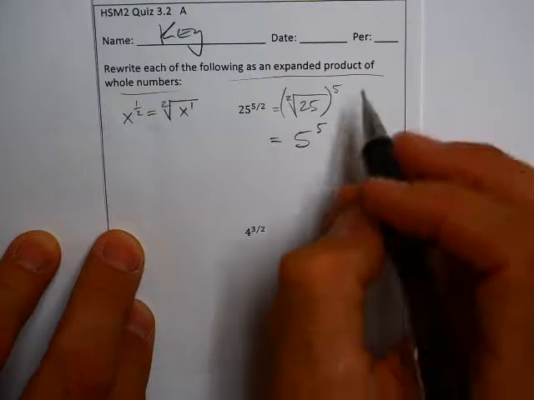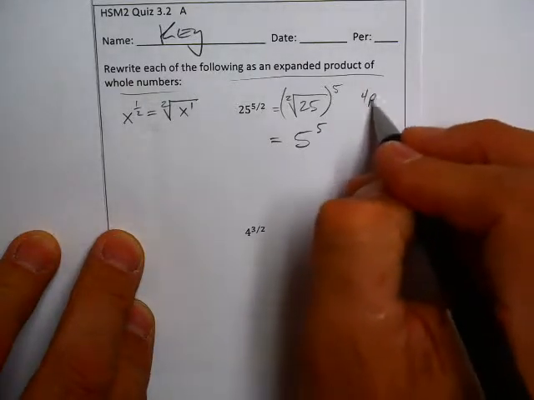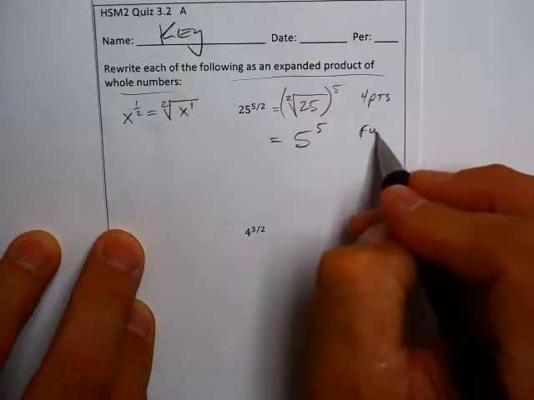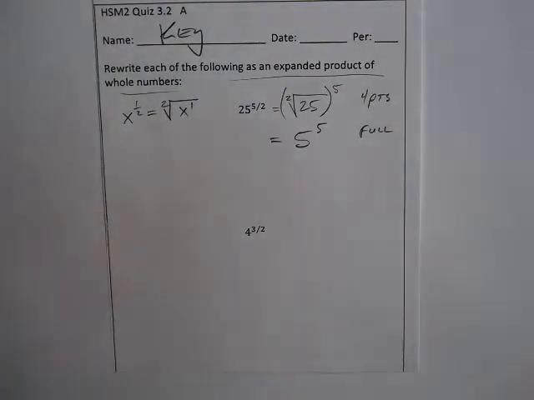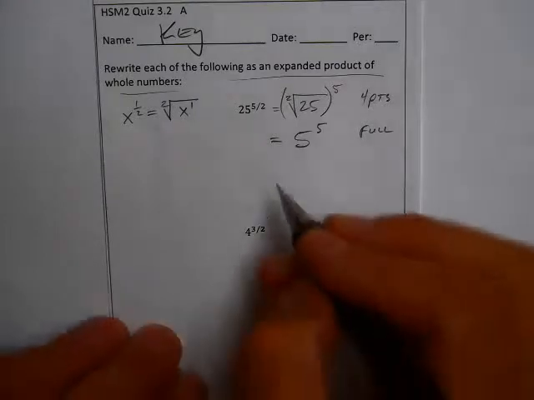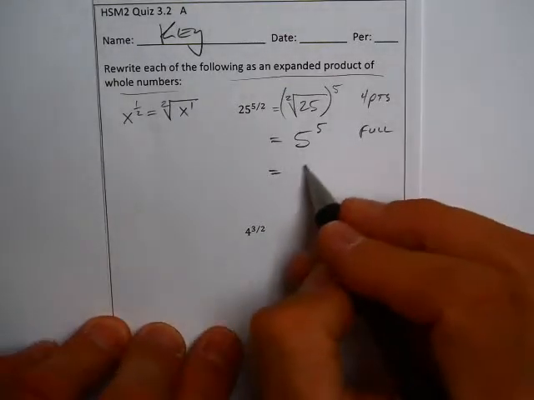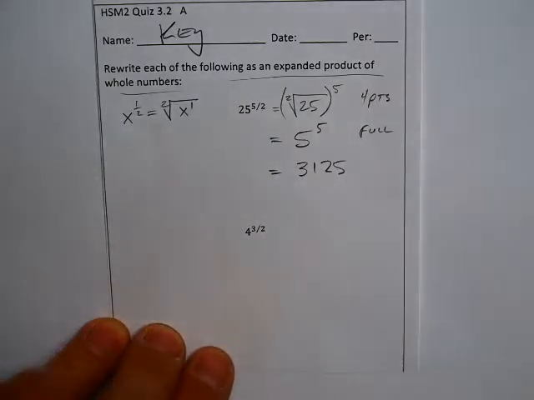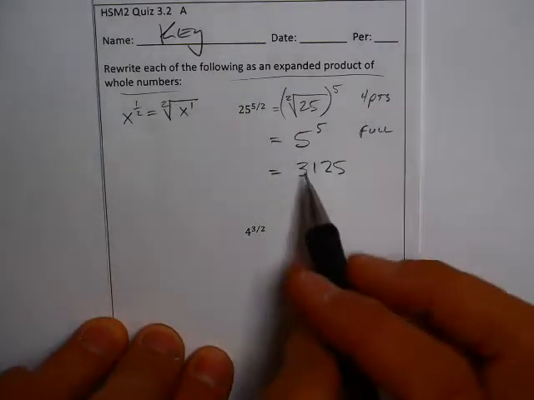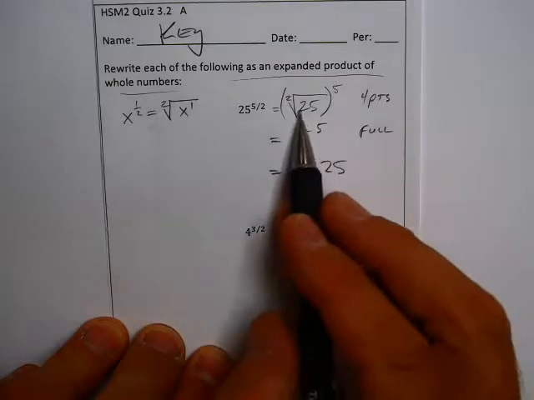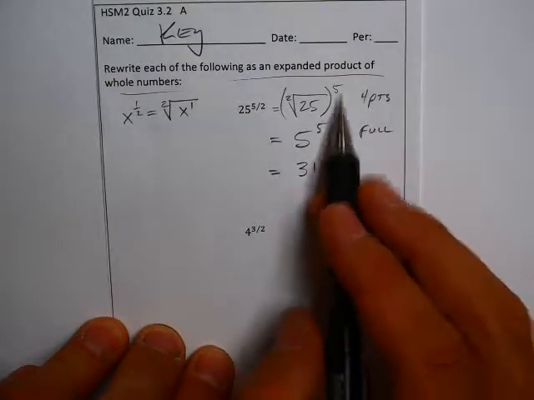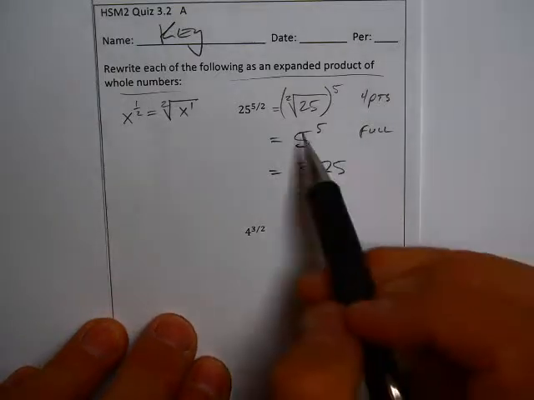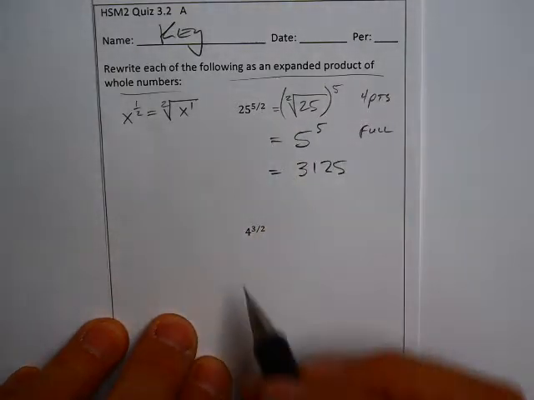And I'll probably give something like 4 points here for this and full credit here for the problem out of 10 total. So if they take that one step further, that is 3,125, but I wouldn't necessarily be looking for that. That would also be full credit. So square root of 25 is 5. I've got 5 of those guys, and that's what I'm looking for there. But basically the idea is to translate that.